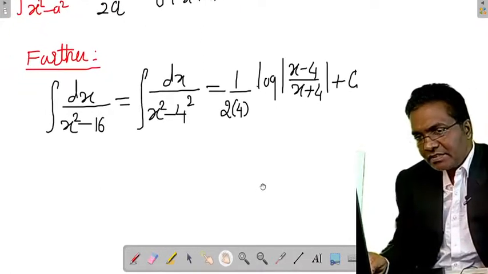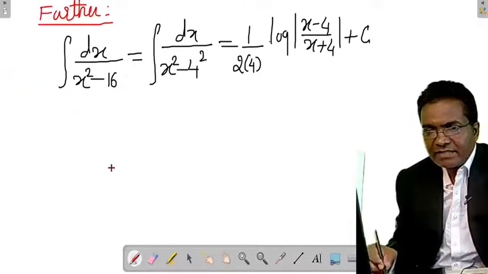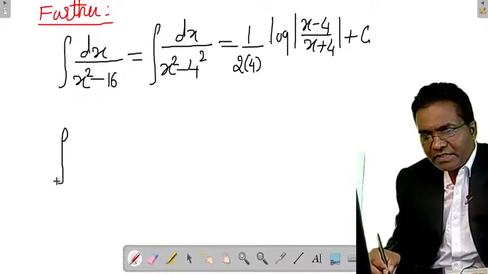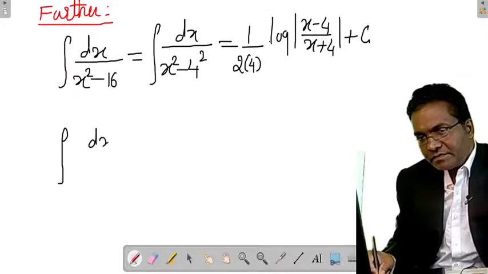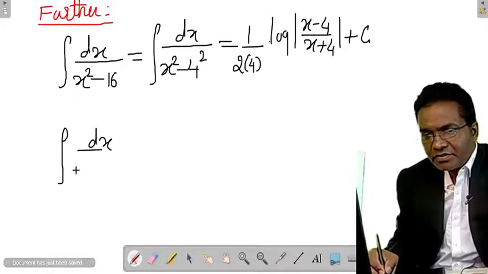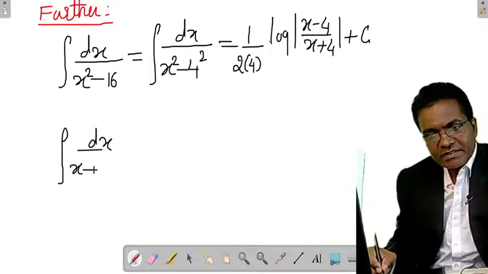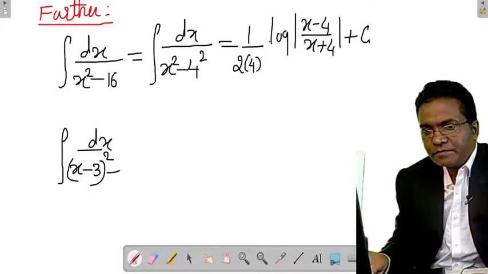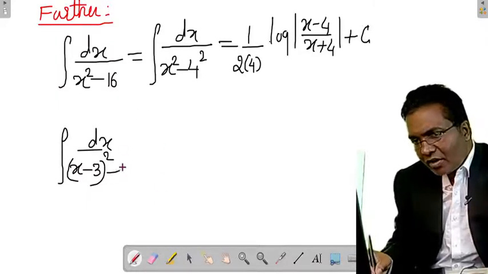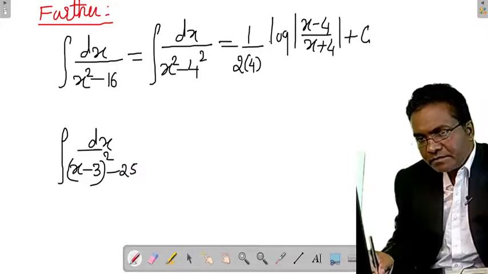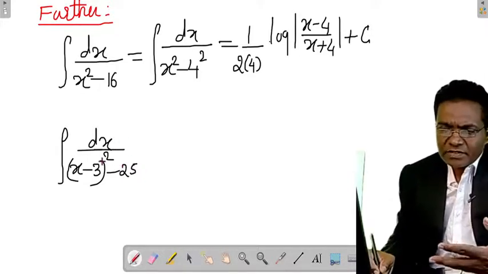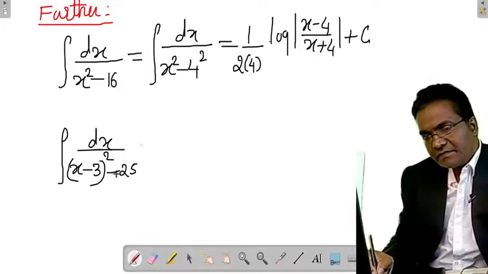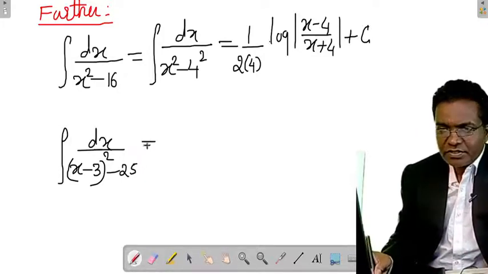Okay. Now see, sometimes you will get a case like this. Suppose if you are asked this, x minus 3 whole square minus 9 or 25. Suppose if this is the case, then how to do it?